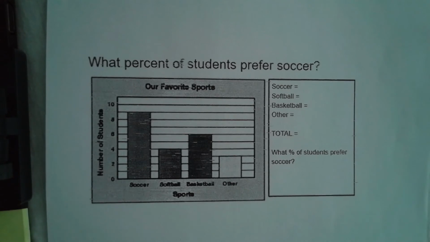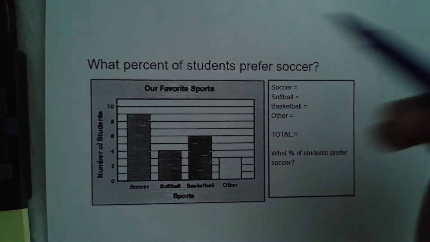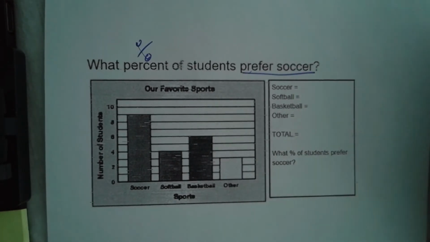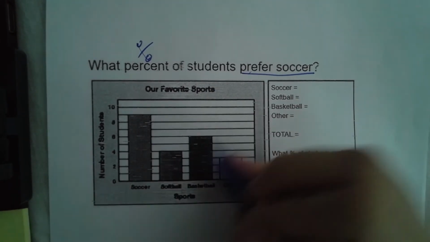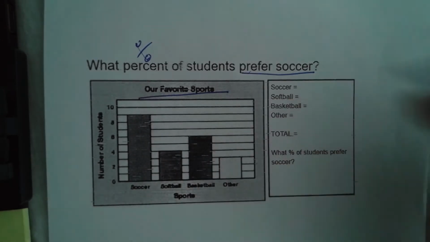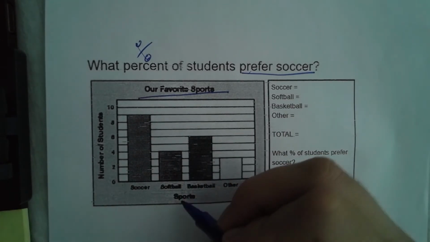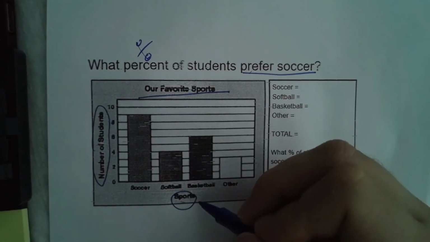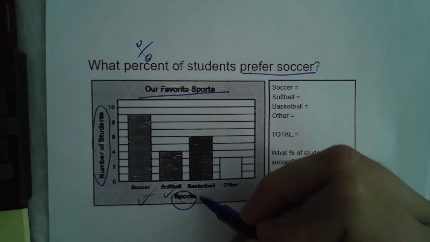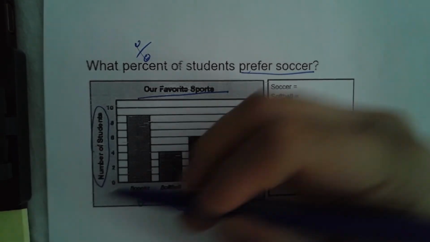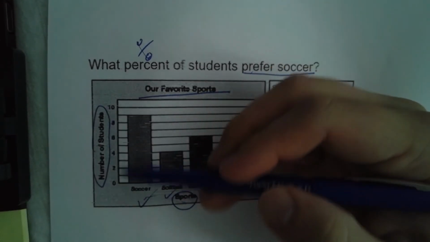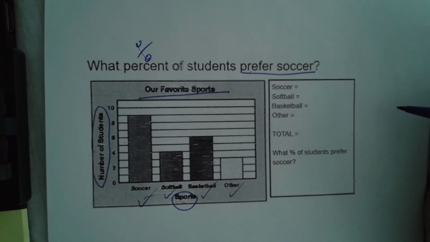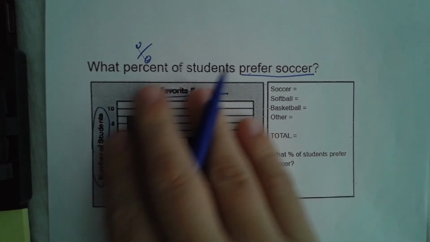Okay, last little practice with reading graphs. What percent of students, it's an ugly percent, prefer soccer? So first, when we get a graph, we have to read the title, our favorite sports. Okay, and then we read the axes. Okay, so here they have sports: soccer, softball, baseball, other. And then we read this one. What do these numbers mean? Number of students. Okay, so very important, before you answer questions, you read the graph.